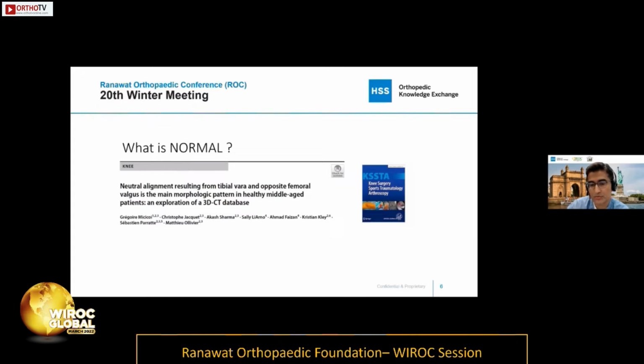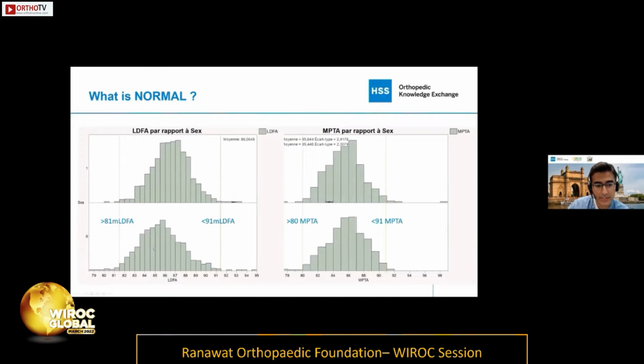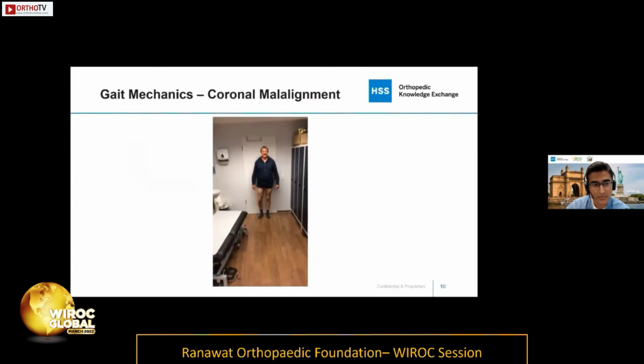So when I talked about knowing what's normal, if you look at this recent paper by Matt Olivier and his group in Marseille, they looked at neutral alignment. And what they found was that this commonly results from mild tibia vara and mild femoral valgus. And if you look at their data, for the mLDFA, the majority of the patients were between 81 and 91, and for the MPTA, between 80 and 90. So it's important to understand that those conflicting deformities exist on either side of the joint to achieve neutral alignment.